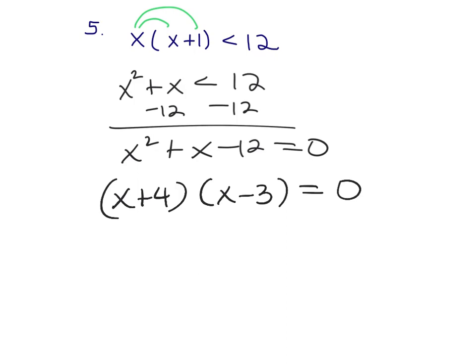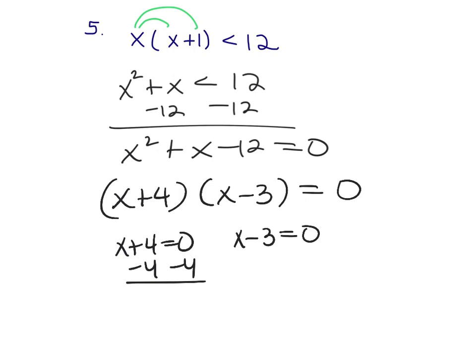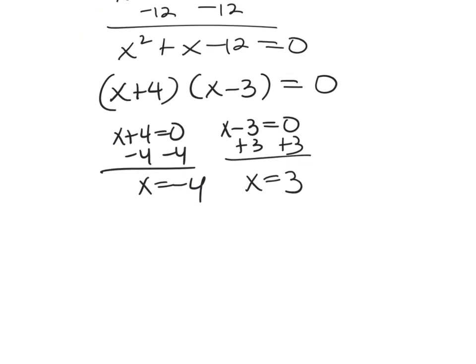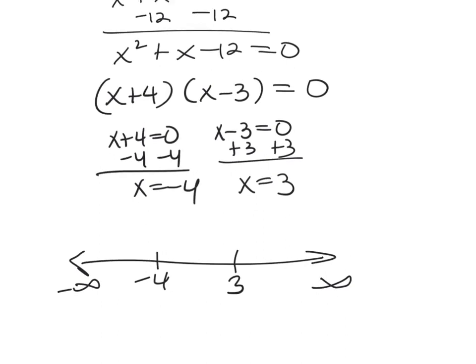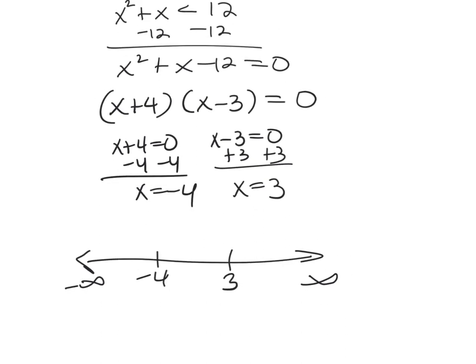Set each of the factors equal to 0. Subtract. X is equal to negative 4. X is equal to positive 3. Again, let's break our number line up. Negative 4, positive 3. Let's do our test point. 0 is located right in here.